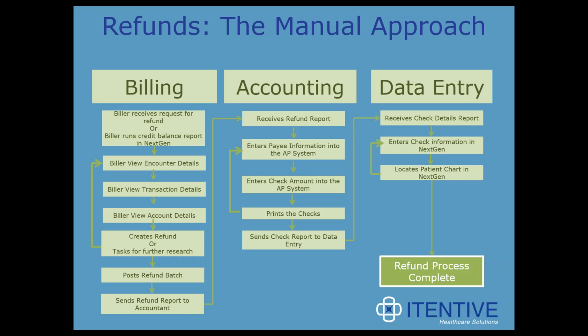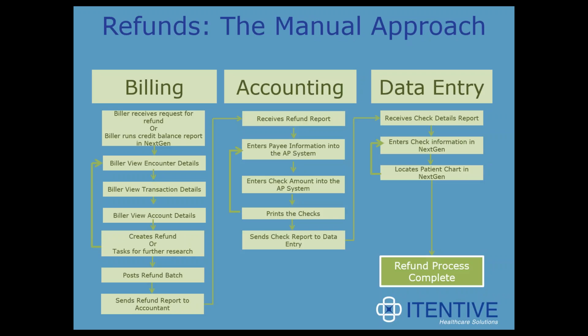Once they enter in that information, they're going to print the checks. So they're going to go through a series of 3 steps to get that information into the accounting system. So out of that 250 credits that I talked about earlier, let's say 100 of those are issued for refund checks. So you're going to have to go through 300 steps to get that information into the accounting system to get all 100 refund checks issued.